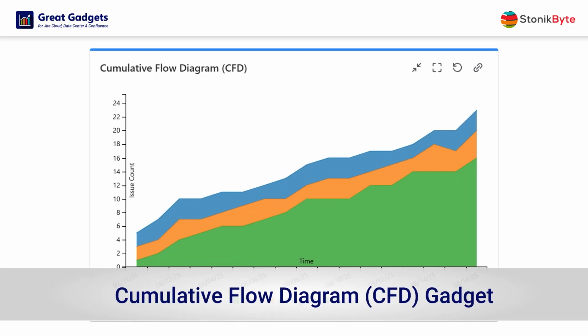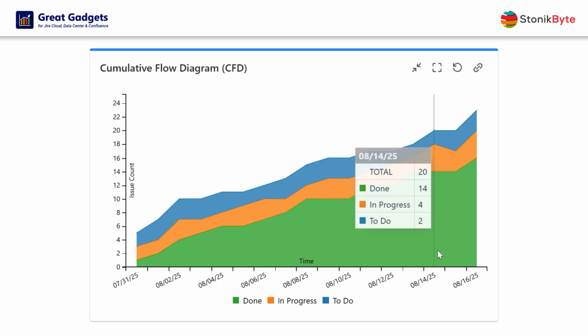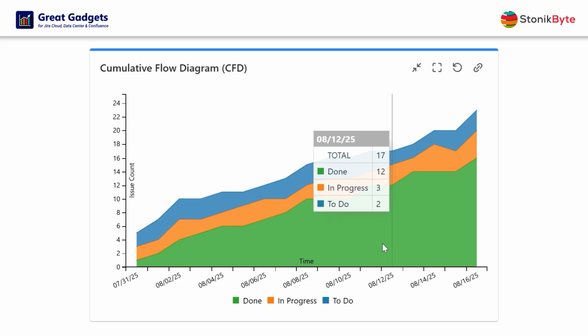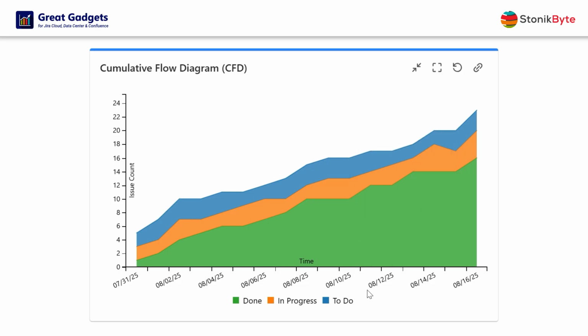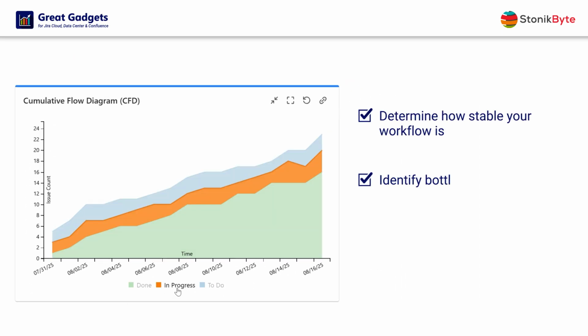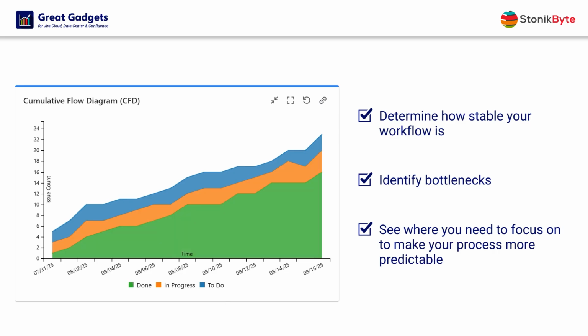The Cumulative Flow Diagram is one of the most advanced analytic tools in Agile project management. More specifically, it is a stacked area chart that shows the number of work items in each status or column of the board, along the time, thus giving you quantitative and qualitative insights about your process workflow. You can use this gadget to determine how stable your flow is, to identify bottlenecks, and to understand where you need to focus on to make your process more predictable.